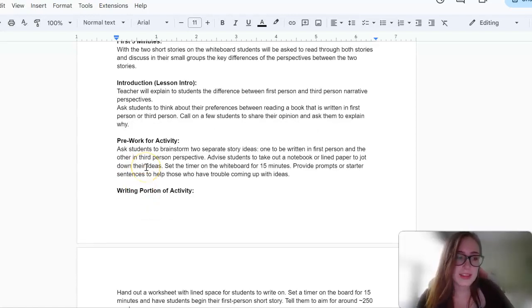And for pre-work for the activity, for some paper management, make sure all students have a piece of notebook paper to jot down their brainstorm ideas for 15 minutes. And another material management would be to have a timer on the board for 15 minutes so that they can reference back to see how much more time they have.